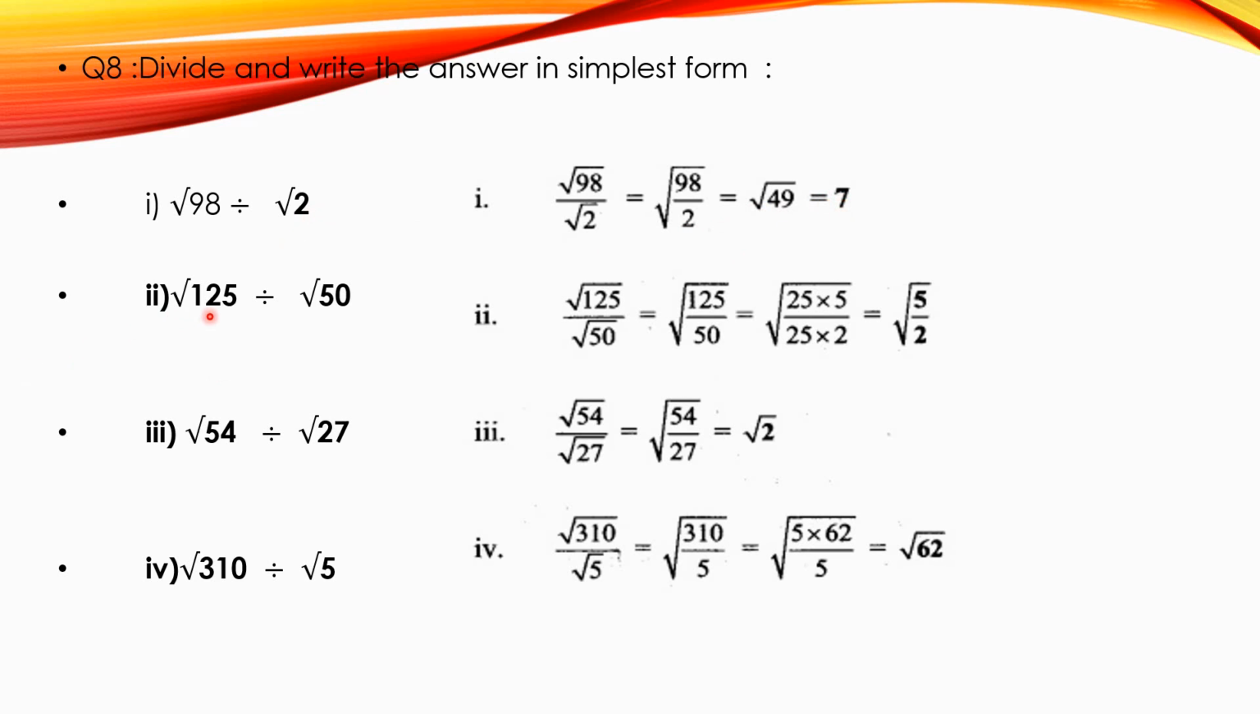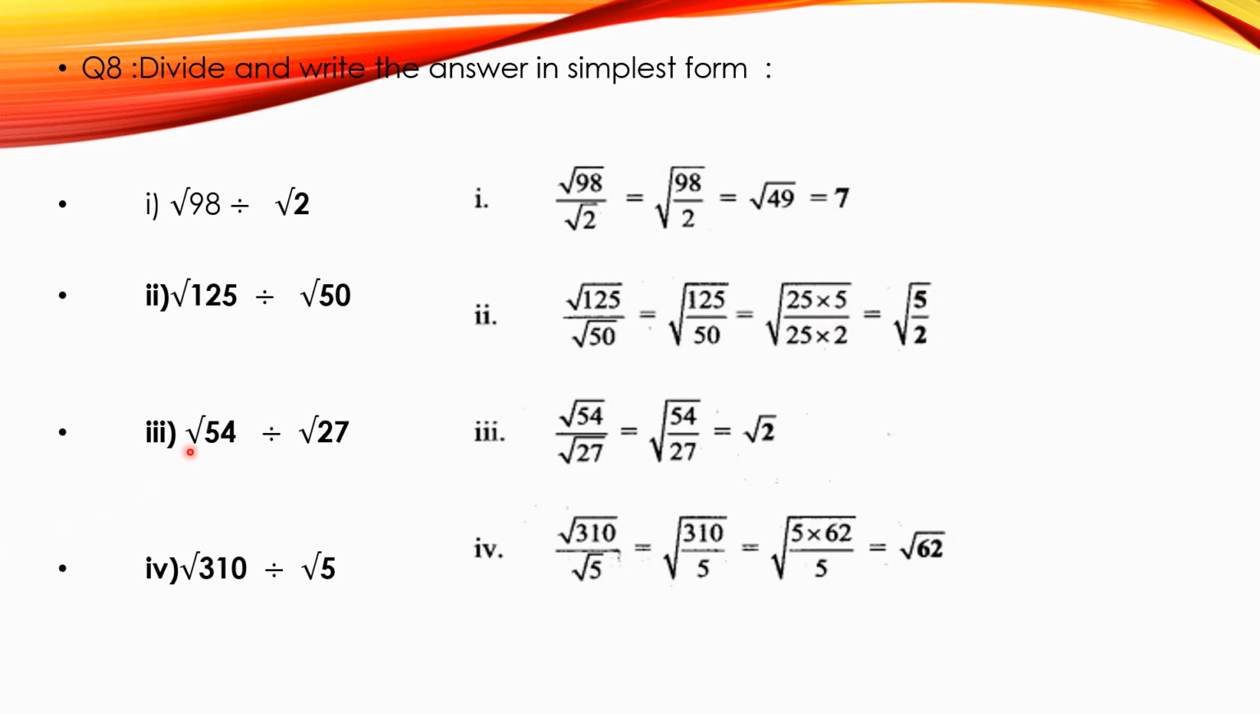Root of 125 divided by square root of 50. So it can be written in p by q form, root of 125 upon root of 50. We can further write it as under root 125 upon 50. So 125 can be written as 25 multiplied by 5 and 50 can be written as 25 multiplied by 2. Here 25 and 25 can be cancelled. So we get root of 5 upon 2.